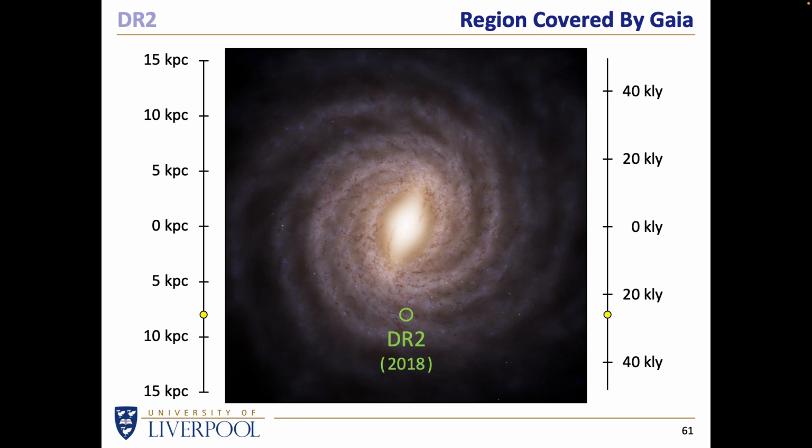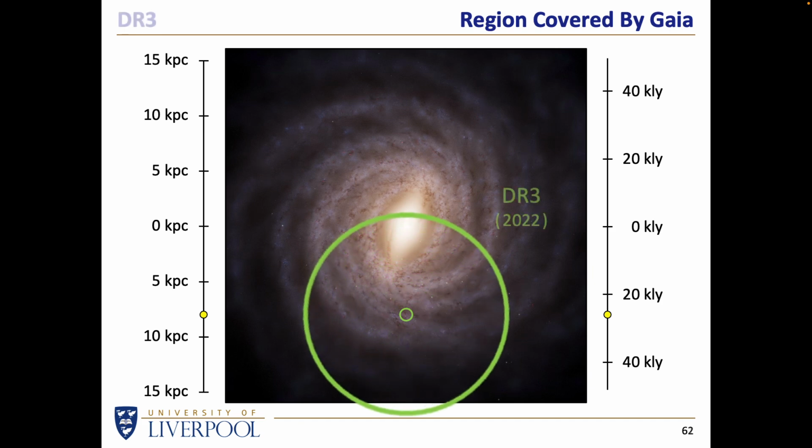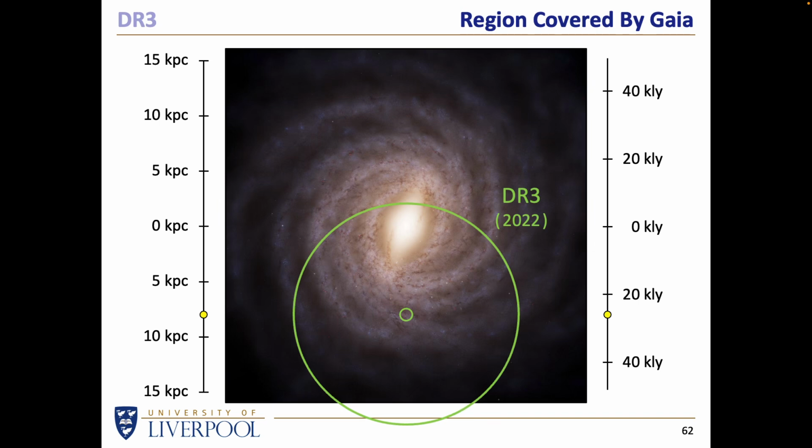The difference between data release 2 and data release 3 was quite remarkable. With the extra precision that they were able to apply, they were able to measure distances much deeper into the galaxy, and that green circle was extended from data release 2 to data release 3. So now it's able to go to something like 30,000 light years.